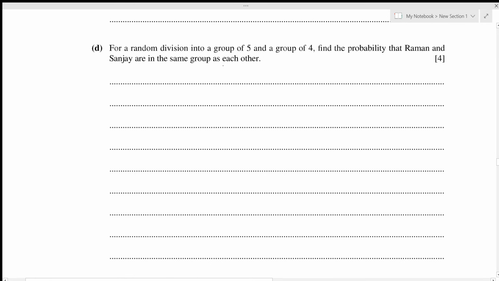For a random division into a group of 5 and a group of 4, find the probability that Raman and Sanjay are in the same group as each other. Alright, so there are 2 possibilities. Either Raman and Sanjay can be in a group of 5 or they can be in a group of 4. So let's just look at the possible ways in which Raman and Sanjay both are in a group of 5. So that's number of ways with Raman and Sanjay in a group of 5.